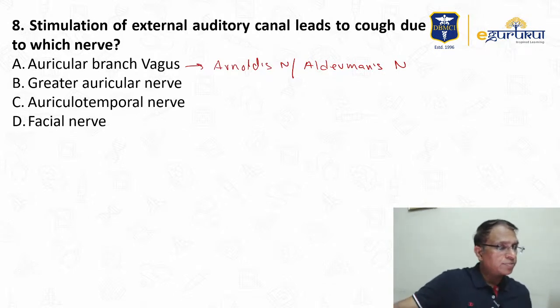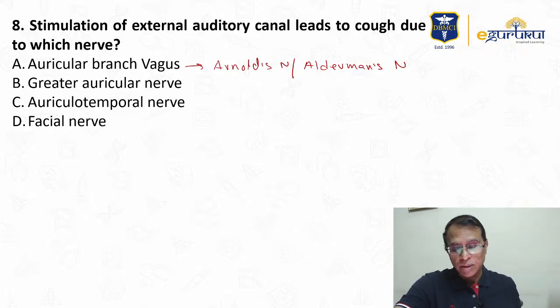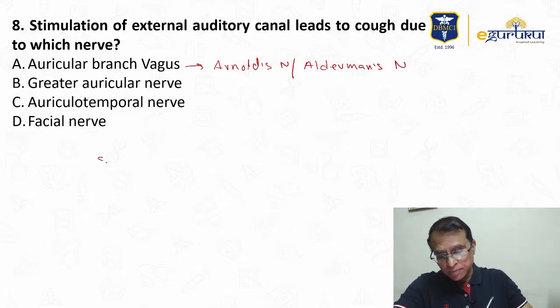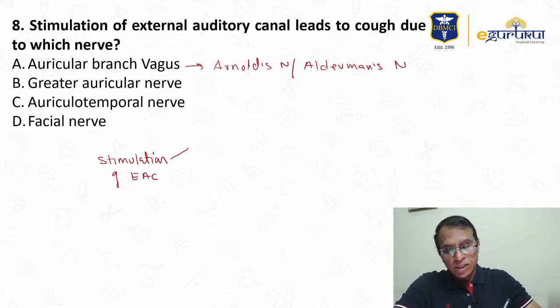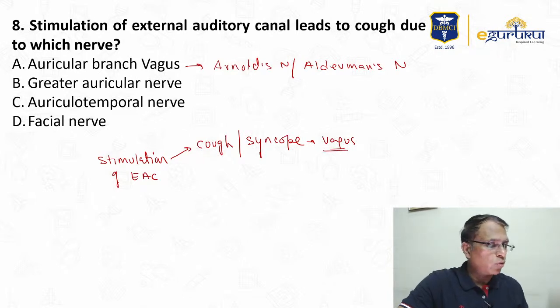Vagus. So again, there are two things. When you stimulate the external auditory canal, this can do two things. It can cause cough or syncope, and both are due to vagus. So remember that both are due to vagus, right?